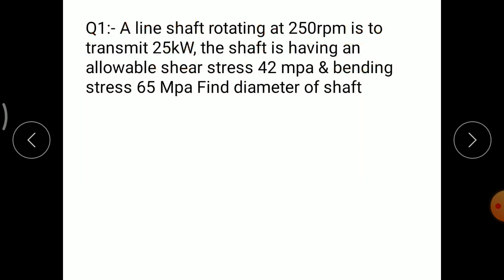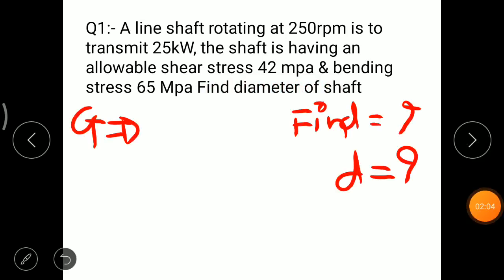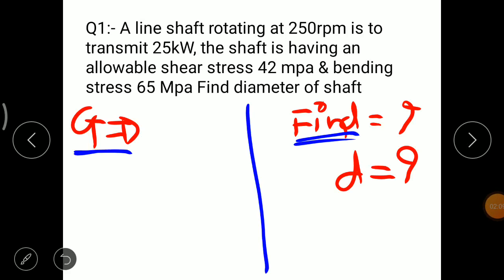The first problem is: a line shaft rotating at 250 rpm is to transmit 25 kilowatt power, and the shaft is having an allowable shear stress of 42 MPa and the bending stress is 65 MPa. Find the diameter of the shaft. Now we will write here the given data and what we have to find out.